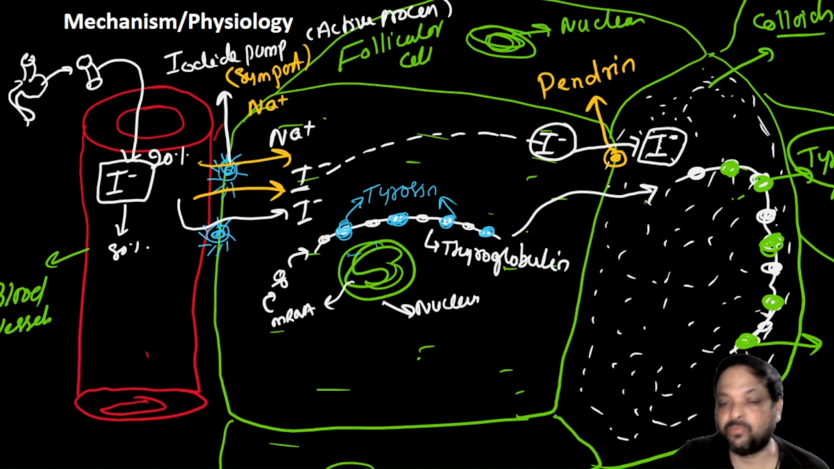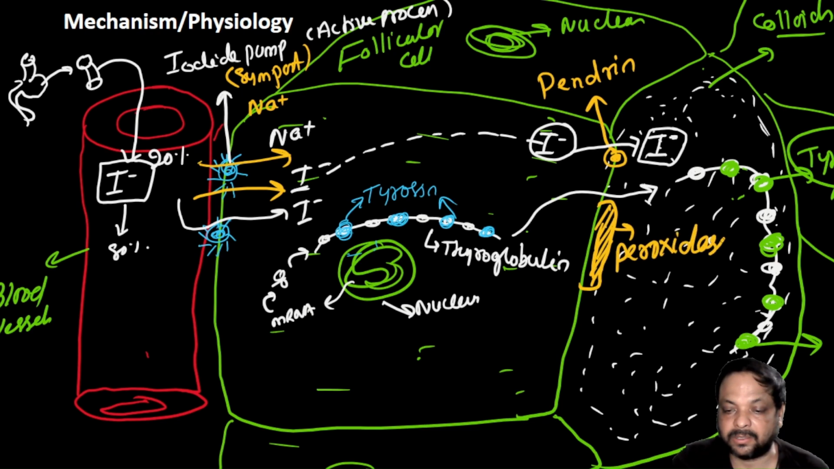Now the iodide is present in the colloidal area, and also iodine. When the iodide moves with the help of pendrin into the colloidal area, it converts into the iodine form with the help of an enzyme present at this particular area, called peroxidase. I'm drawing it here. This special enzyme is called thyroperoxidase.